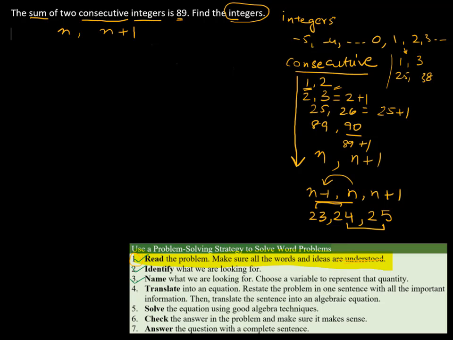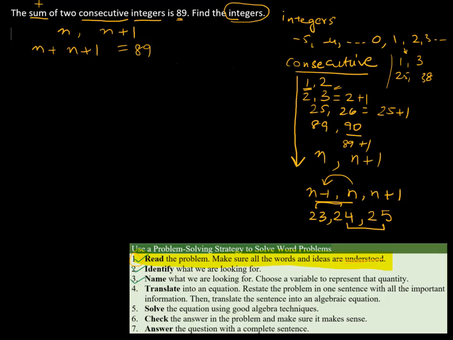The next step is translate to an equation. Restate the problem as a sentence and then translate it into an algebraic equation. We are given the sum. We know that sum really means addition of two consecutive integers is 89. So what is given to us? n plus n plus 1, when we add this, is equal to 89.